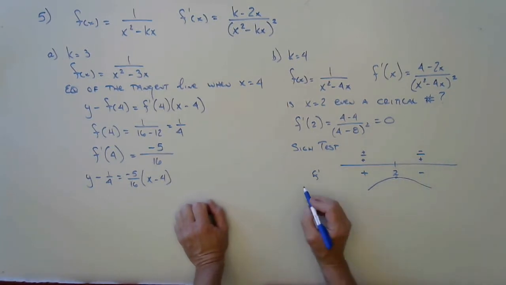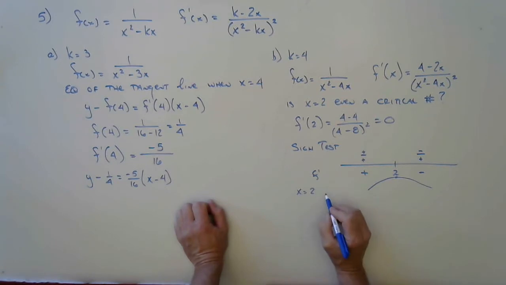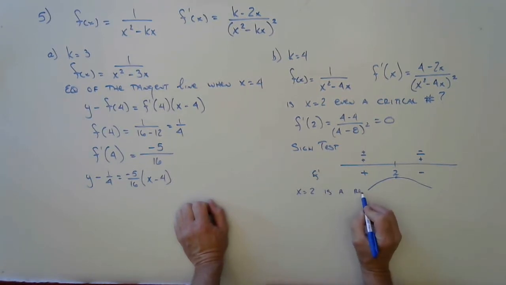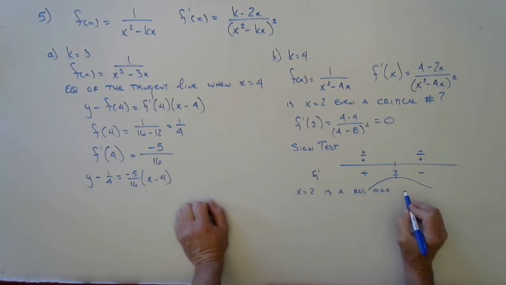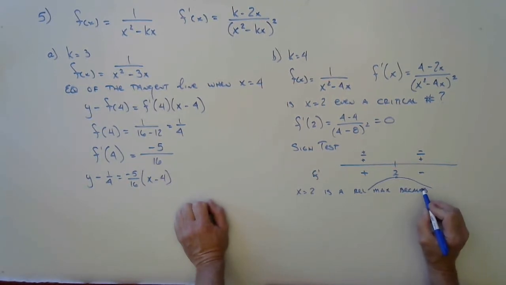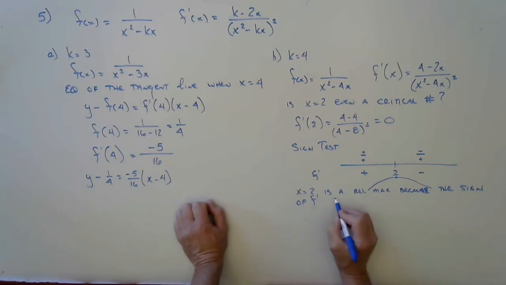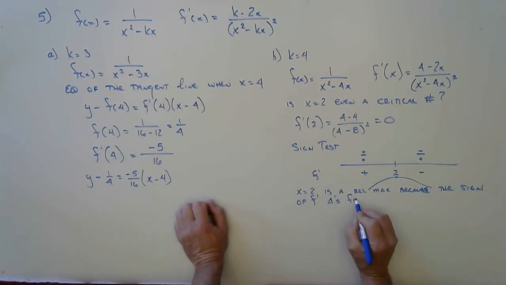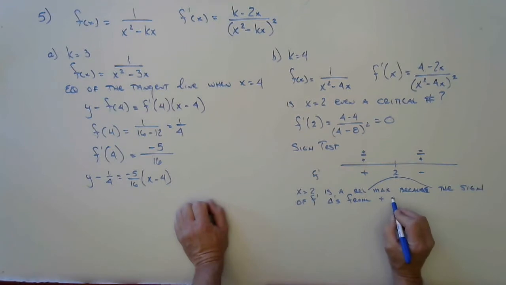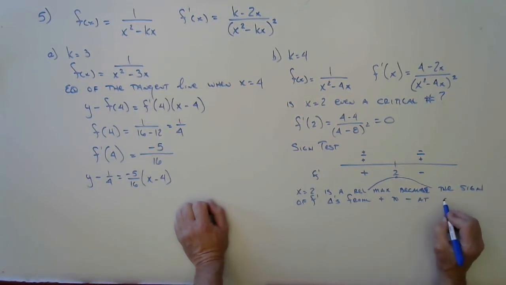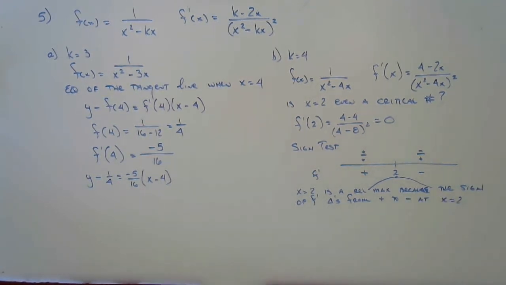So x equals 2 is a relative max because the sign of f prime changes from positive to negative at x equals 2. So x equals 2 is a relative max.